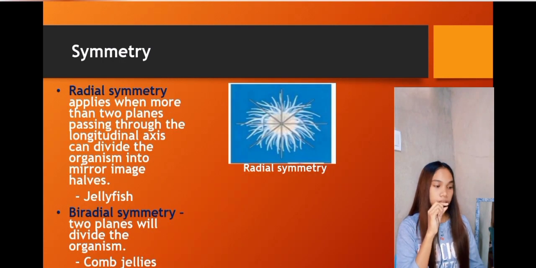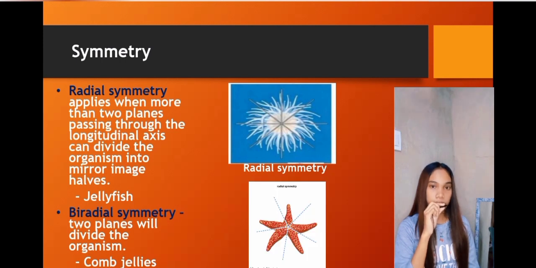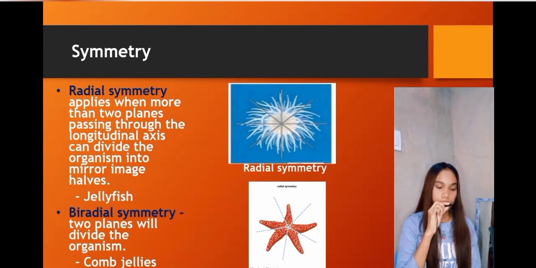Another is radial symmetry. Radial symmetry applies when more than two planes passing through the longitudinal axis can divide the organism into mirror halves. Example, jellyfish. It is a form of symmetry in which identical parts are arranged in a circular fashion around a central axis. The starfish illustrates radial symmetry.